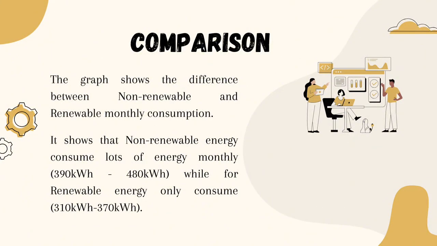So, as you can see, the graph shows the difference between non-renewable and renewable monthly consumption. It shows that non-renewable energy consumes lots of energy monthly, 319 kW per hour to 418 kW per hour, while renewable energy only consumes 310 kW per hour to 317 kW per hour.